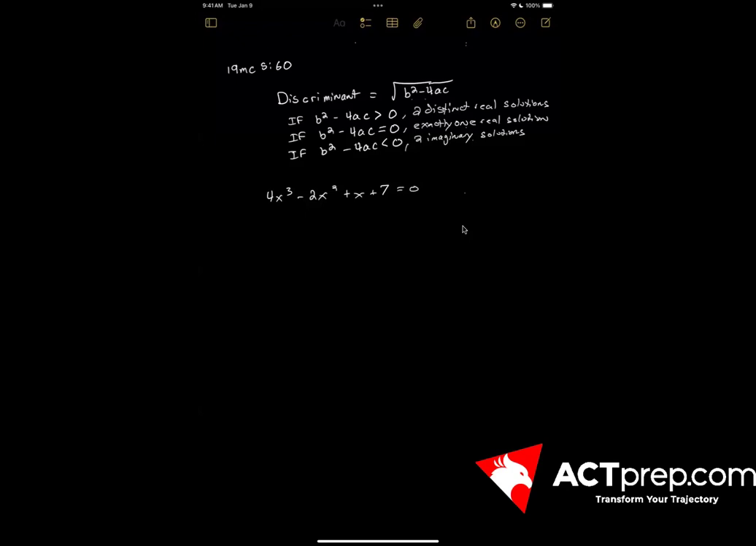One solution of the equation 4x to the third minus 2x squared plus x plus 7 equals 0 is x equals -1. Which of the following describes the other two solutions? First thing I want to say is that only students that need to score above a 32 on the math section should be spending time learning how to do this question. It is an advanced question.